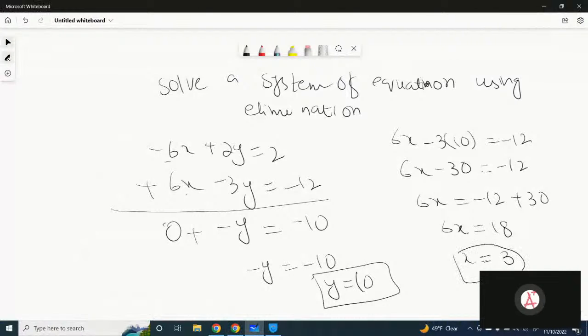Got it? Elimination means you have to eliminate one of the variables. You can eliminate the variable by adding or subtracting the equations. Like for this one, one of the coefficients is negative 6 and one of them is positive 6. So negative 6 and positive 6 when added makes 0. So I added both the equations. Just solve the equation. You get the value of the y variable. Just put the value of the y variable in any of the equations and you can get the value of the x variable. Got it? So it would be 3 and 10.